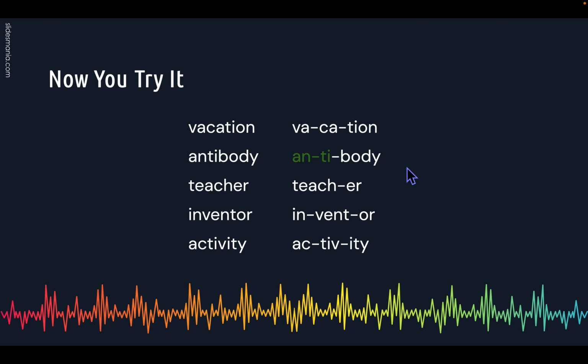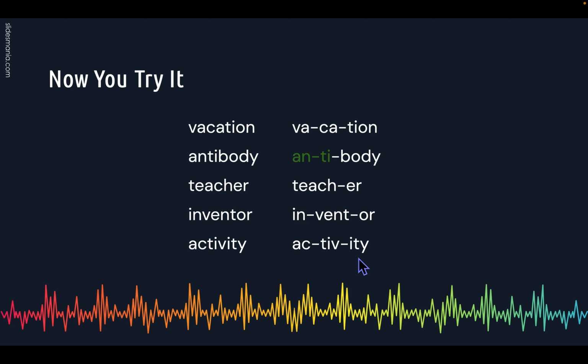So this is antibody, and sometimes you will hear people say antibody. So this prefix seems to have 2 pronunciations. Right here we have the root teach, and we have the suffix so we split here and we get teacher. Here we have a prefix and a suffix, so we split there. And right here we have an E in the middle of the word, so we will try the short sound of E and get inventor.